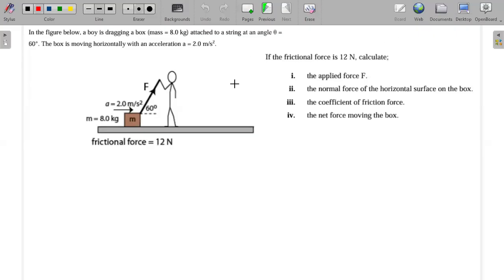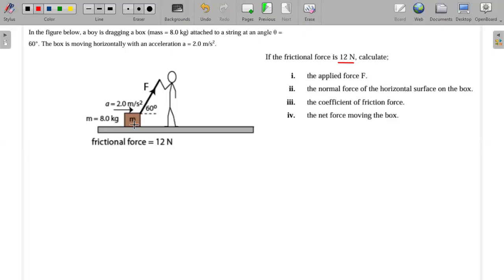Okay, so this question reads: in the figure below, a boy is dragging a box of mass 8 kilograms attached to a string at an angle of 60 degrees. The box is moving horizontally with an acceleration of 2.0 meters per second squared. If the frictional force is 12 newtons, calculate one, the applied force, two, the normal force of the horizontal surface on the box, three, the coefficient of frictional force, and four, the net force moving the box.